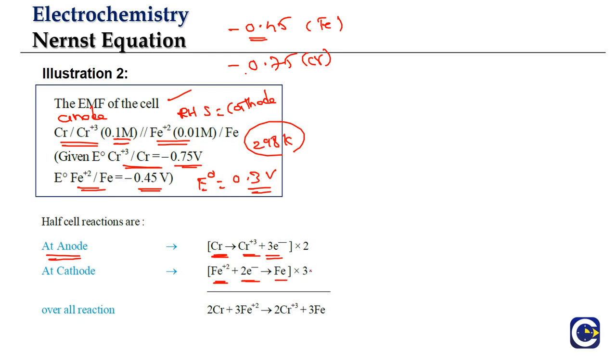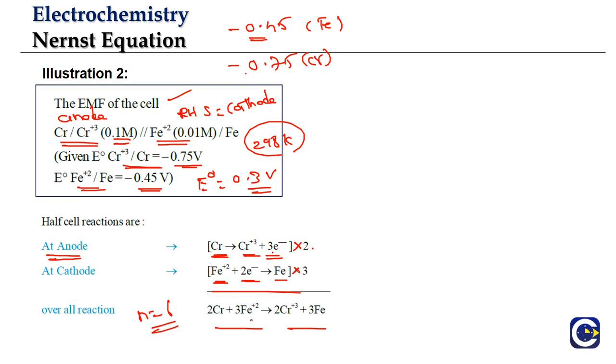If you want to find the balanced equation, remember the method that we use for balancing reactions, the half reaction method or the ion electron method. We will multiply the anode reaction by 2 and the cathode reaction by 3, so that the overall electrons will be the same. In this case it will become 6 and 6, so they will cancel. The final cell reaction will be 2 chromium atoms plus 3 iron ions giving 2 chromium ions plus 3 iron atoms. The number of electrons exchanged is 6.